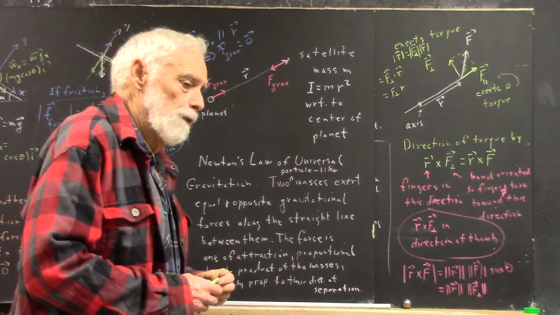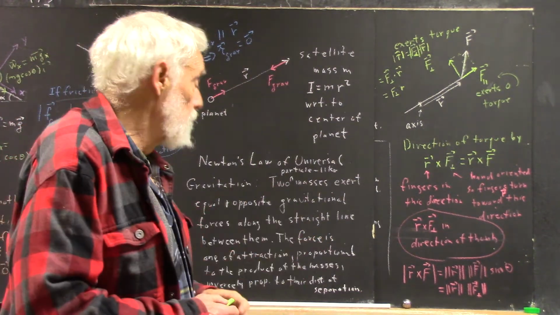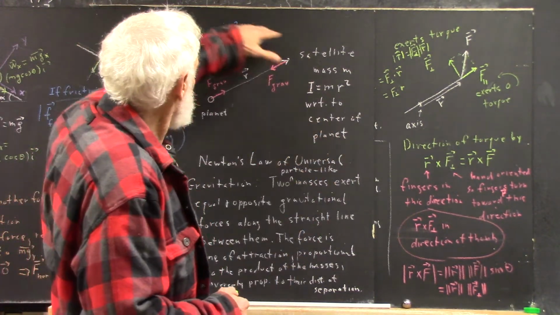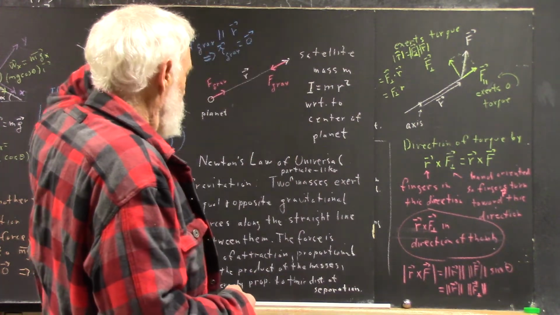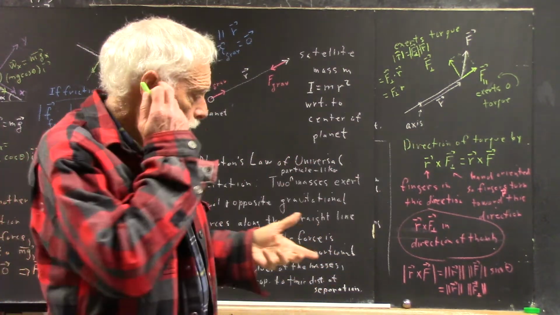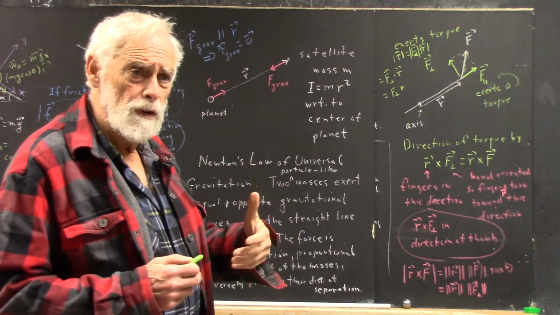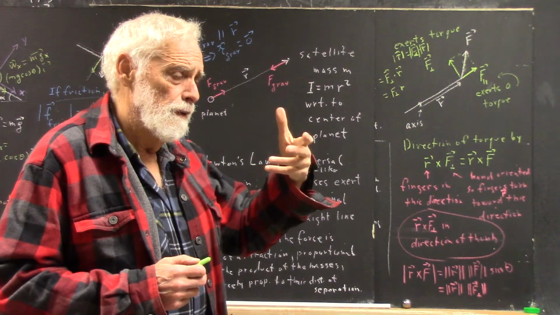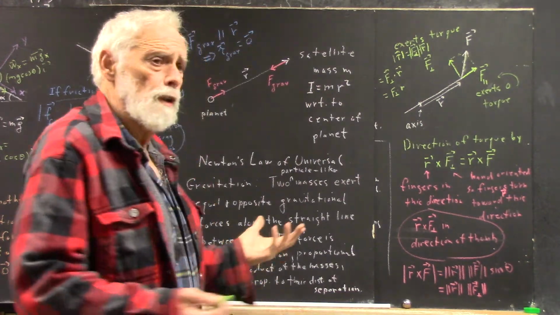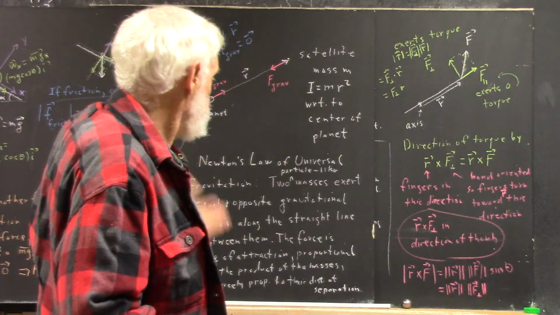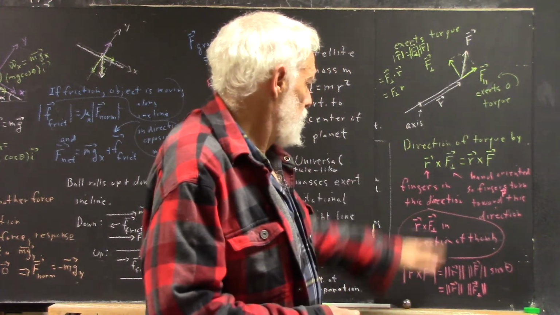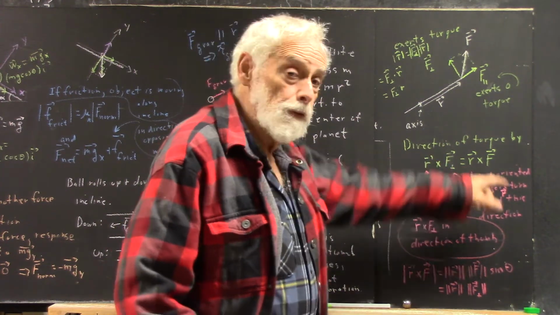And this has profound effects for satellites, and leads right to Kepler's laws. If a satellite is orbiting like this, the change in its angular momentum is the product of the torque and the time interval. Since there's no torque, there's no change in angular momentum. Very important idea.